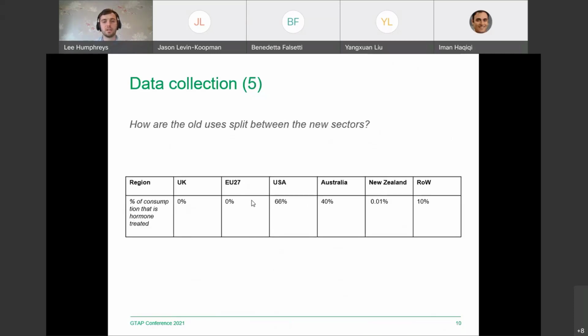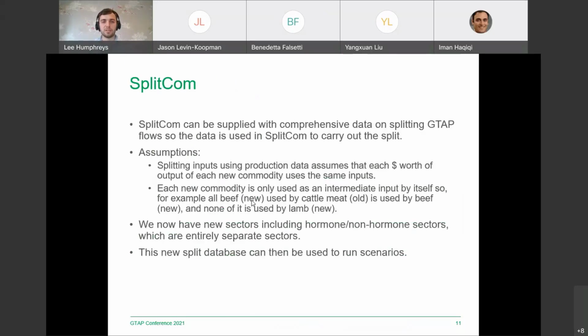And then finally, how are the old uses split between the new sectors? Again, the percentage of consumption that is hormone treated. I've used a proxy here, using the production percentage that is hormone treated, just to give us an idea of what consumption might be like. So that explains a bit around the data that's required to use within Splitcom.